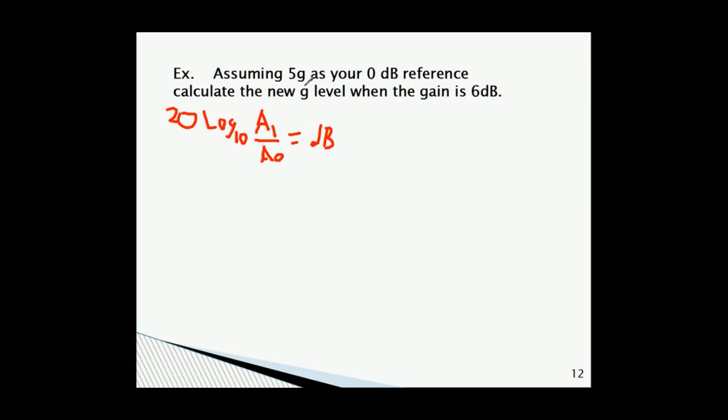So we are going to go ahead and plug in 5 for our A naught, that is our input, and we know dB, which is 6. So let's go ahead and plug these values into the equation. We have 20 log base 10 A1 over 5, because 5 is our input, our A naught, is equal to 6. Okay, now we're going to go ahead and start simplifying this problem. First, we're going to divide both sides by 20.